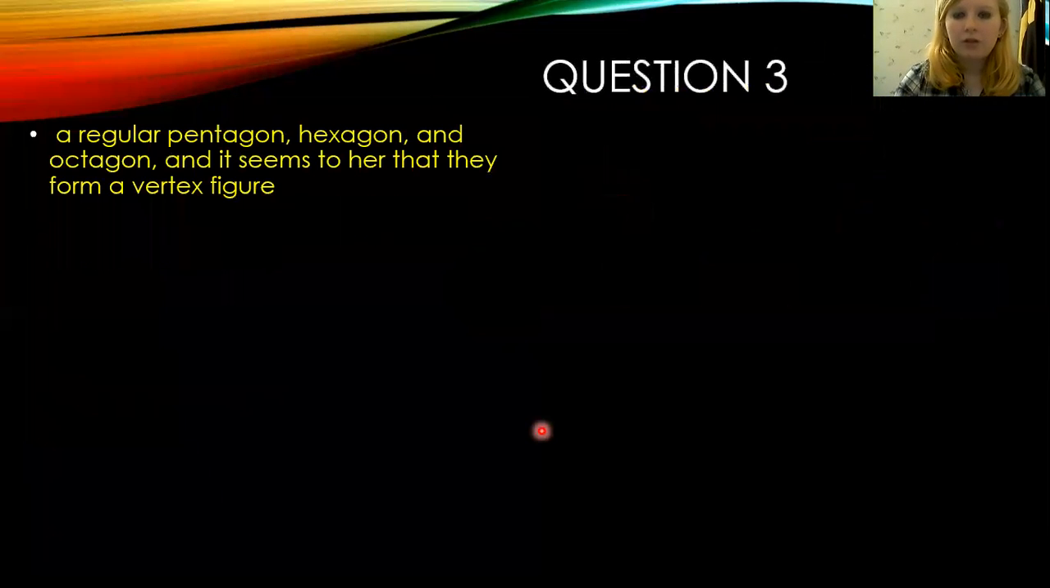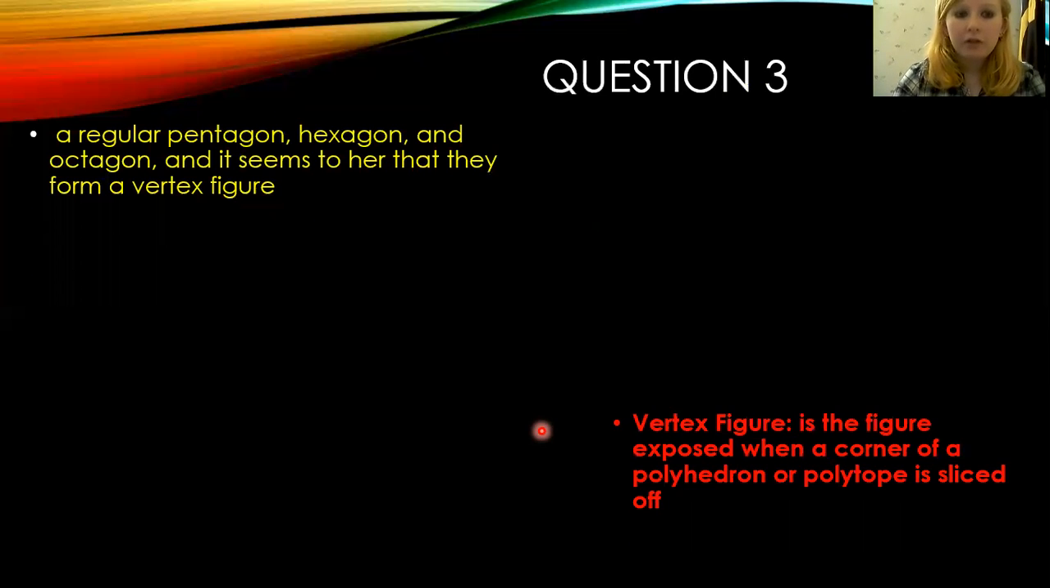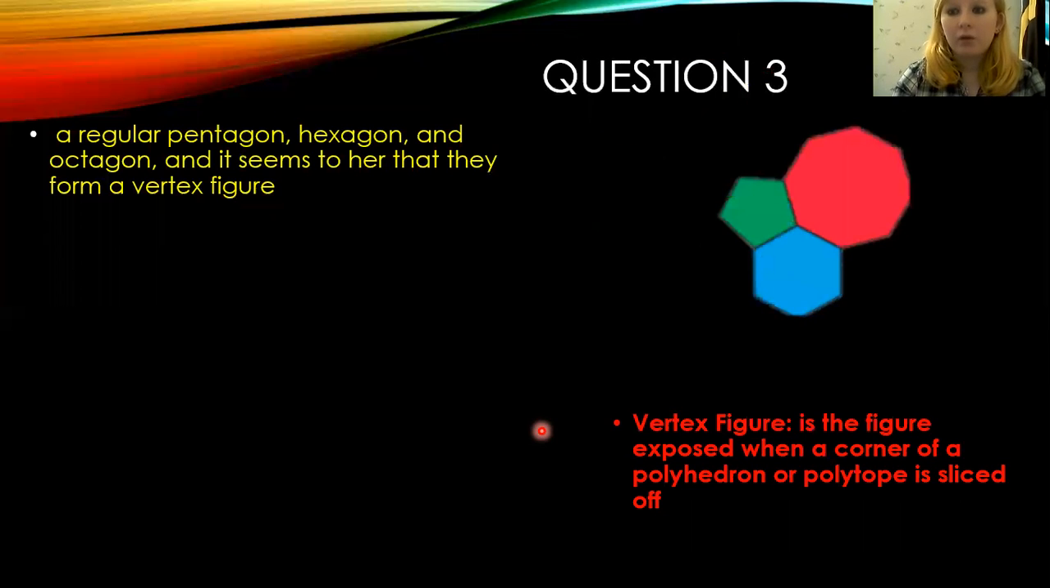Question 3 wants us to look at a vertex figure of a regular pentagon, hexagon, and an octagon. And Mariah has provided us a figure. But what is a vertex figure? A vertex figure is a figure exposed when the corner of a polyhedron or a polytope is sliced off. This is the figure that she provided for us.